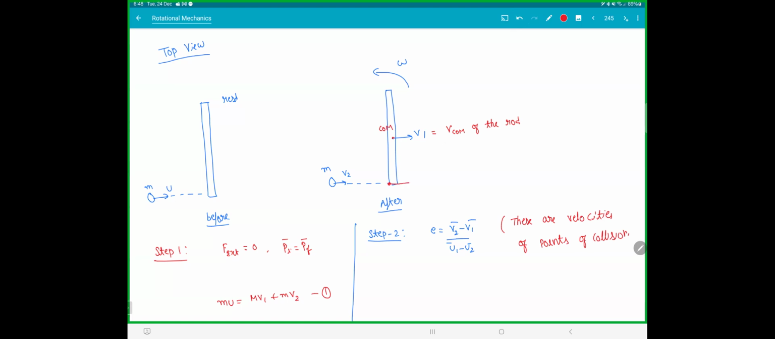That means if I take this point's velocity, it is V1 plus L omega by 2, from rotation. This is the velocity profile. So now when you write the formula, e is equal to V2 minus, in place of V1 we have V1 plus L omega by 2, divided by U1 minus U2. So this point's velocity U1 is 0 and this is U2. You can take any one as 1 and any one as 2. This is your equation 2. Quite an important one. This is the mistake people make. They take V2 minus V1. So this is the velocity of the bottommost point.